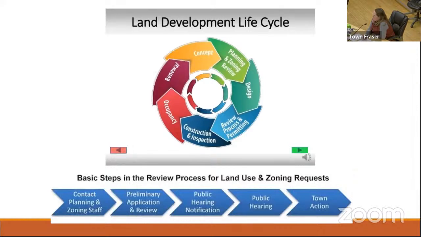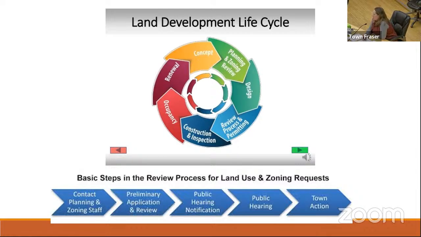So the Planning Commission is involved in reviewing the land use and zoning requests, and this just shows an overview of the land development life cycle. We do have a minor subdivision process, which is typically reviewed and approved at a staff level, and that is for 4 units or lots or less. Anything greater than 4 units or lots is considered a major subdivision, and that would require Planning Commission and Town Board approval.